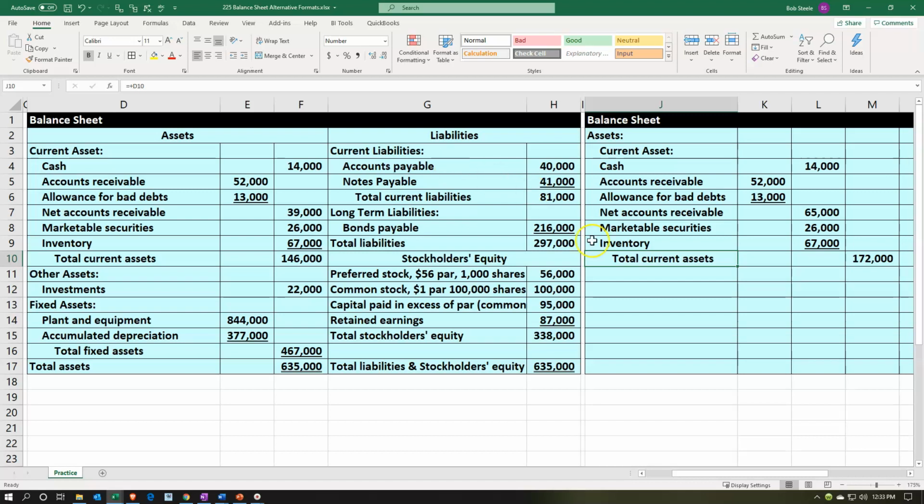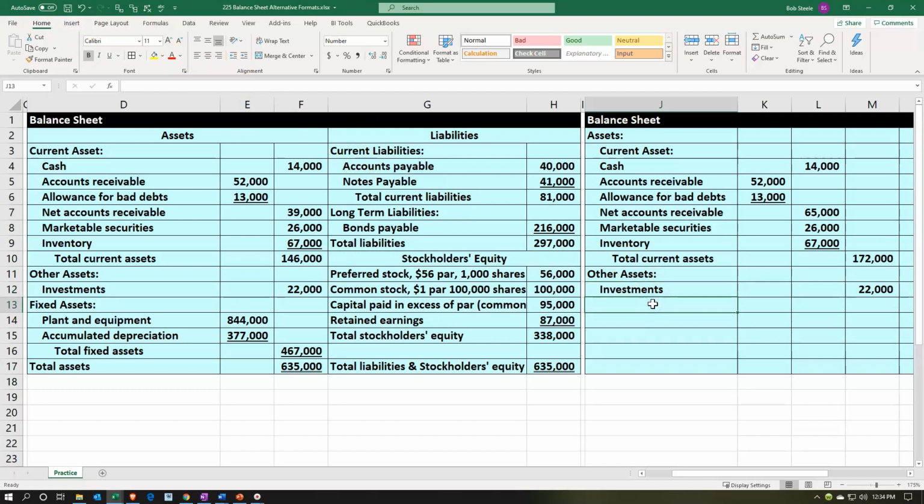And now let's go to the next one, which is the other assets. And that's going to be investments. And this one I'm going to take directly all the way out to the outer column because we're not going to have that total again, because this is the only thing in it. So I'm going to pick up that 22,000. I'm going to indent this, Home tab, alignment, indenting.